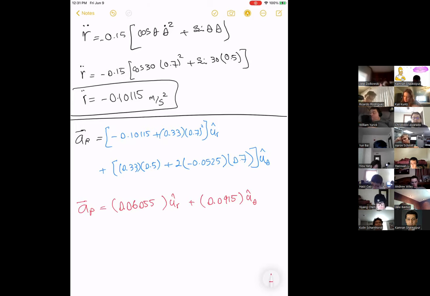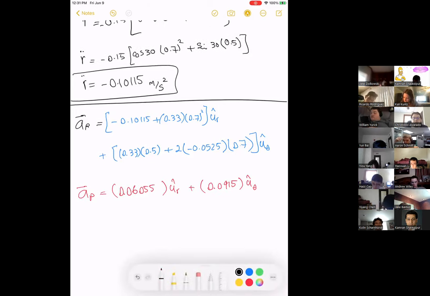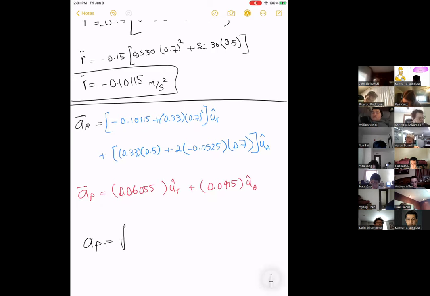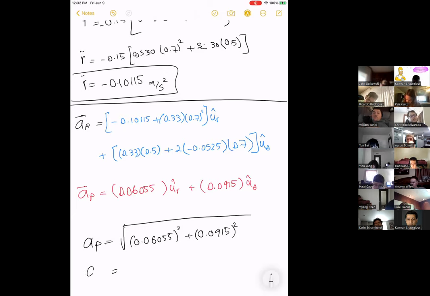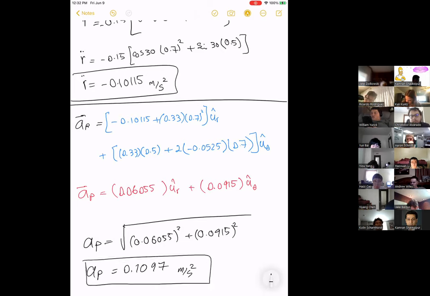Okay. And then if you want to find the magnitude of AP, the magnitude is going to be the square root of 0.06055 squared plus 0.0915 squared. And then you take the square root. If you do that, your AP is going to be 0.1097 meters per second squared, right?